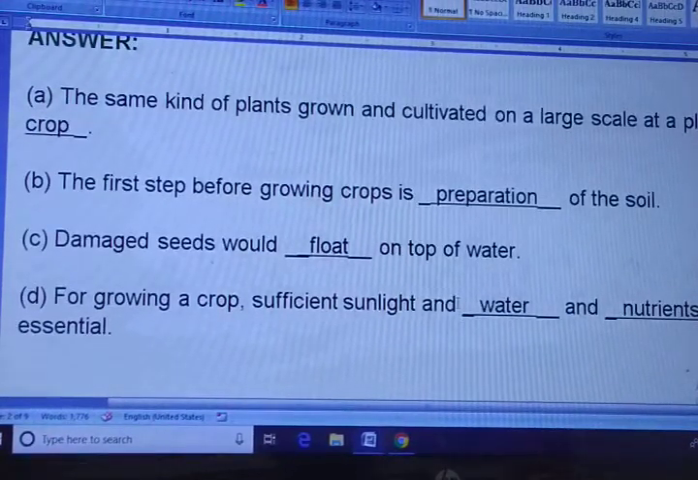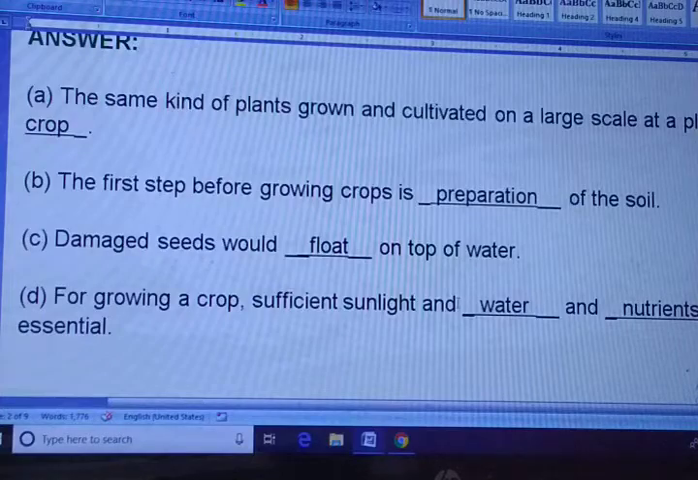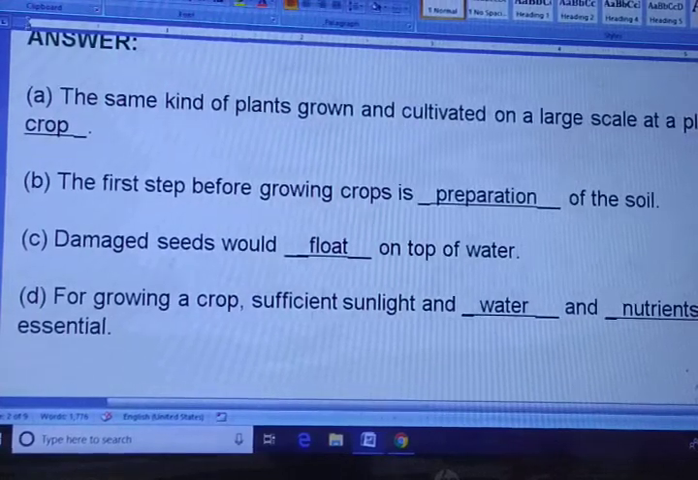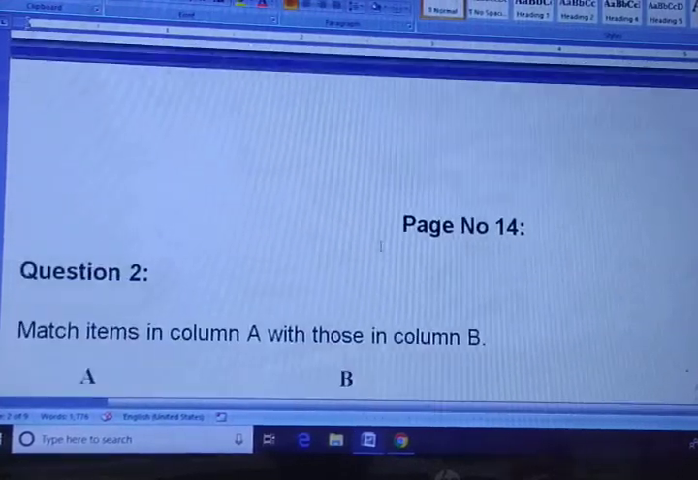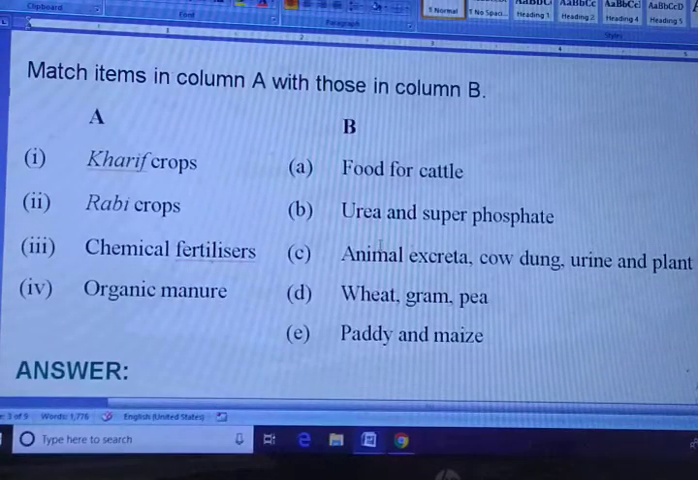So first answer, the same kind of plants grown and cultivated on a large scale at a place is called crop. Second, the first step before growing crop is preparation of the soil. Third, damaged seeds would float on the top of the water. Fourth, for growing a crop, sufficient sunlight and water and nutrients from the soil are essential. So this was our fill in the blanks. Now we will move towards question number 2. In question number 2, the following is given. You can see the question.